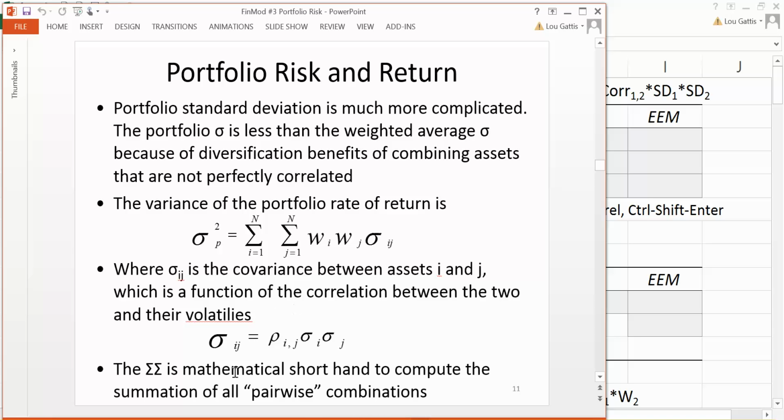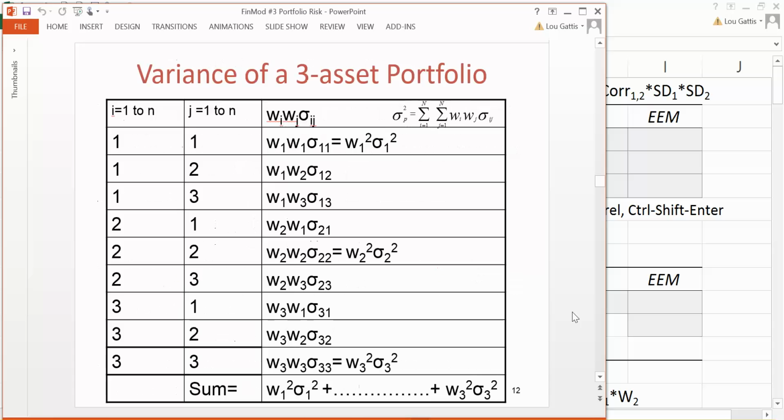One way of thinking about a covariance is the correlation between two assets, i and j, times the standard deviation of each asset. So let me show you how to use this double sum to calculate the variance of an n-asset portfolio. So again, it's the double sum, i equal 1 to n, j equal 1 to n, w_i, w_j. So now we have three assets.